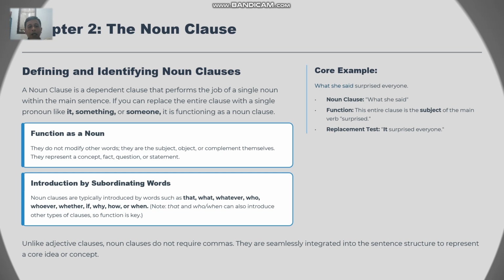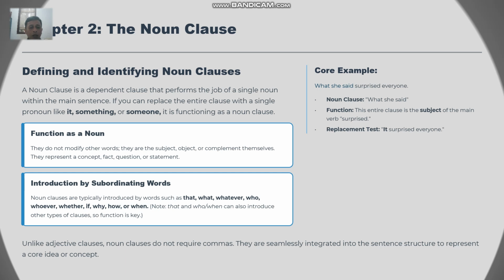And chapter 2, the noun clause. A noun clause is a dependent clause that performs the job of a single noun within the main sentence. If you can replace the entire clause with a single pronoun like it, something, or someone, it is functioning as a noun clause. Functioning as a noun, they do not modify other words. They are the subject, object, or complement themselves. They represent a concept, fact, question, or state.